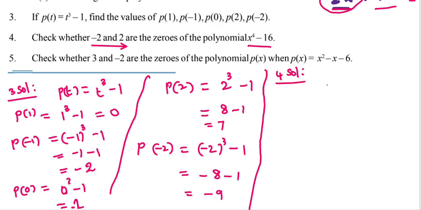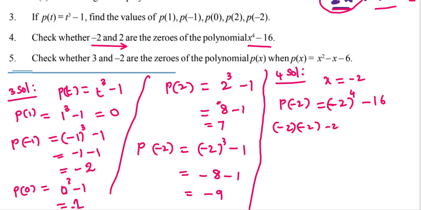A simple problem only. If x is equal to minus 2, p of minus 2 is equal to minus 2 whole power 4 minus 16. If we multiply an even number of negatives, you will get a positive result. How much is 2 power 4? You can write it here. Minus 2 into minus 2 into minus 2, it is minus 16.